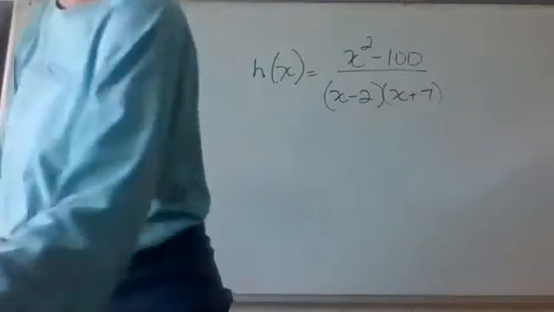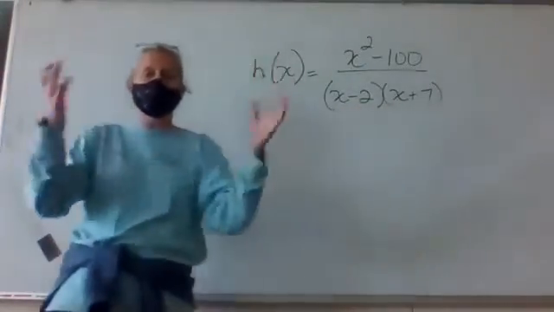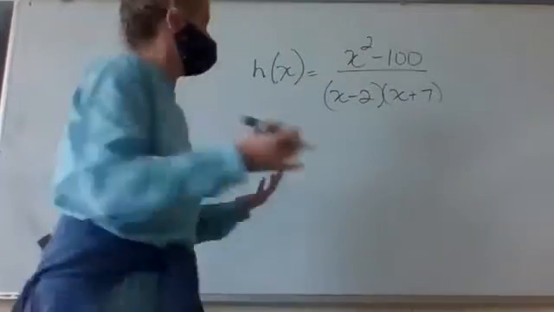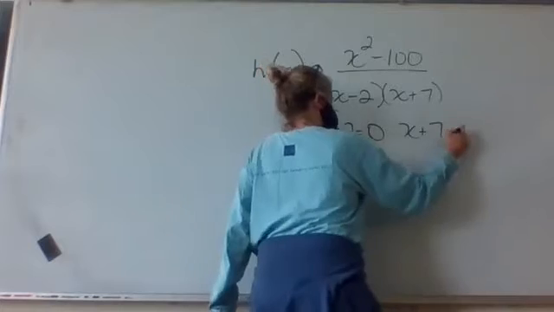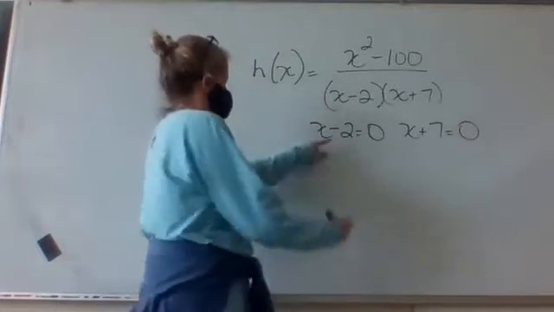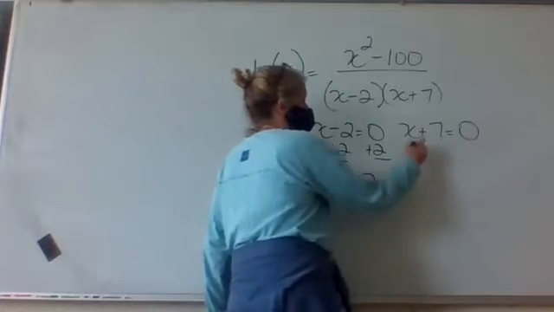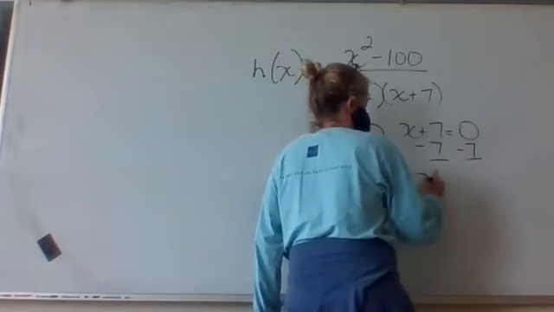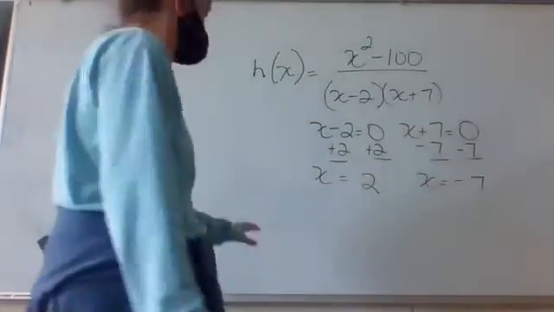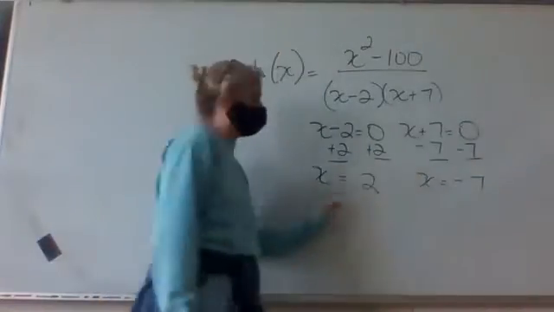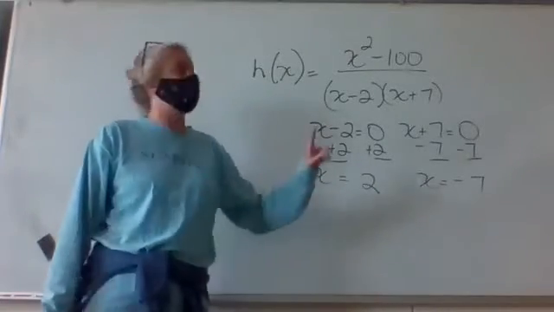So the first thing you want to do is find the zeros of the denominator. And they even were nice enough to put them in factored form for us. So all I have to do is set the factors equal to 0 and solve for x. So here I would add the 2 to both sides, so x equals 2. Here, subtract the 7 from both sides, so x equals -7. So these are where my vertical asymptotes are going to occur, as long as neither one of those are also zeros of the numerator.